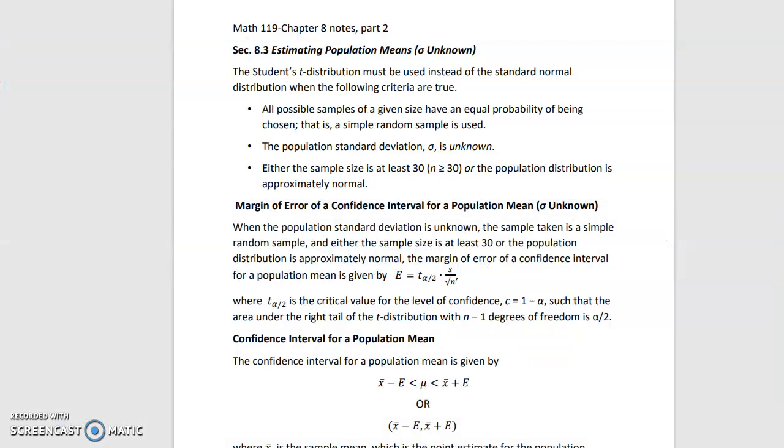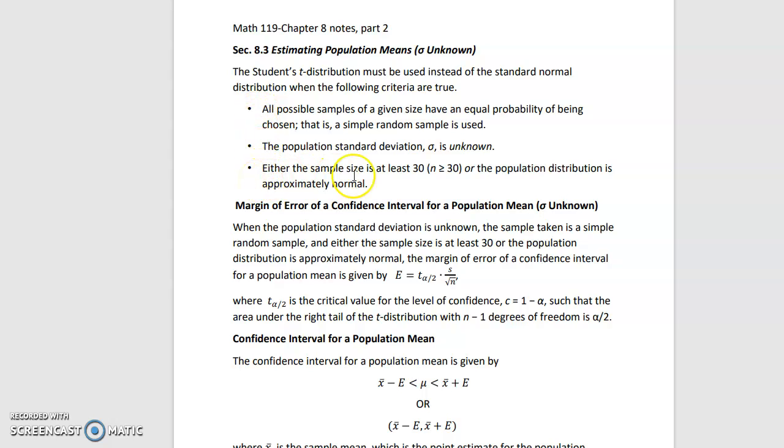Hello, Math 119 students. In this video, we're going to do more confidence interval simulations. In the first video, we demonstrated the meaning of the level of confidence. In this video, when we do a t-interval, we have some requirements. These are the three requirements we have right here.